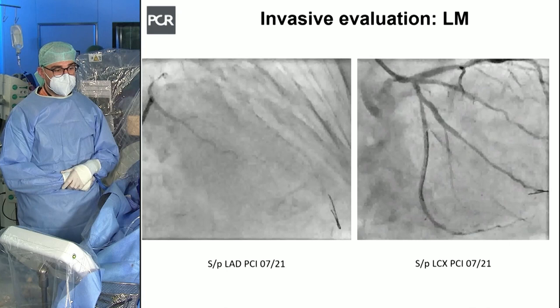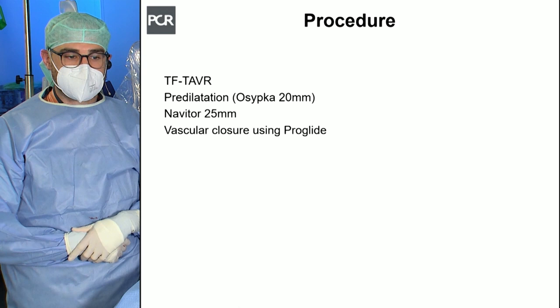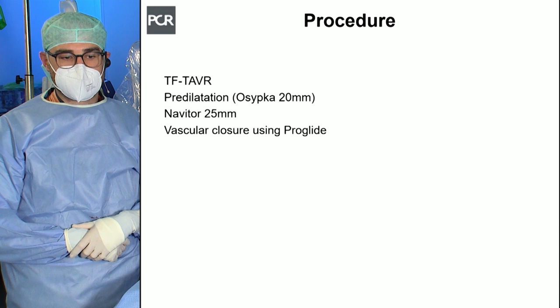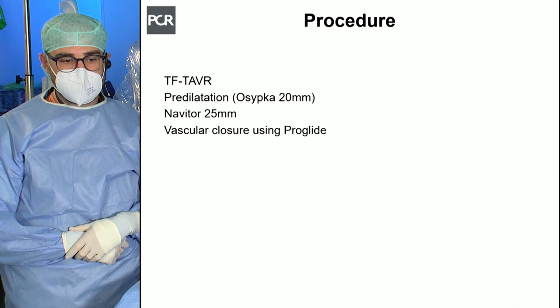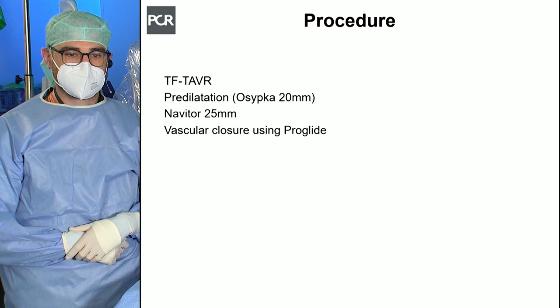So for the procedure, we planned a transfemoral transcatheter aortic valve implantation. We will perform a predilatation with an Osypka 20 millimeter balloon. We decided on a Navitor 25 millimeter, and the vascular closure will be performed using a Perclose device. So let's start the case.